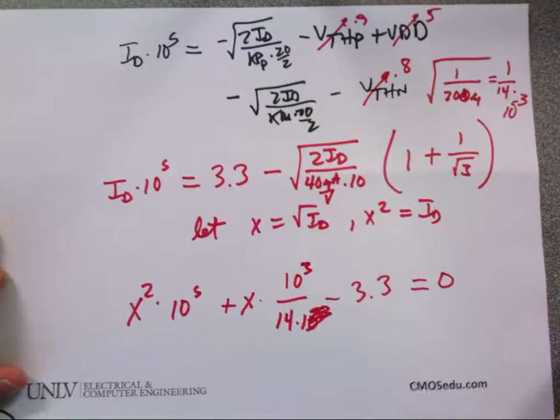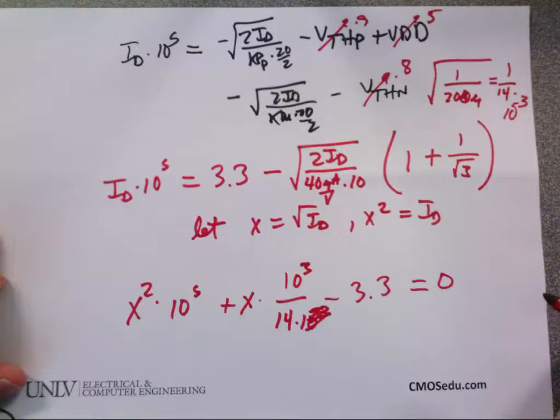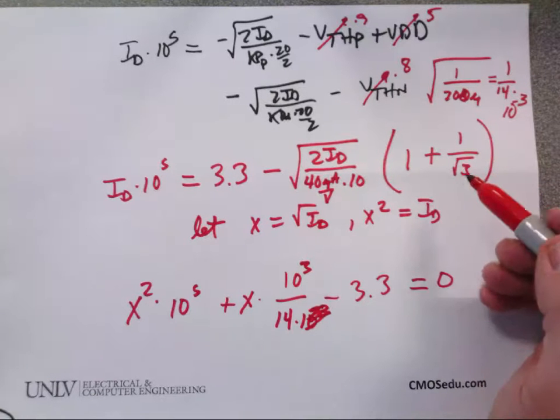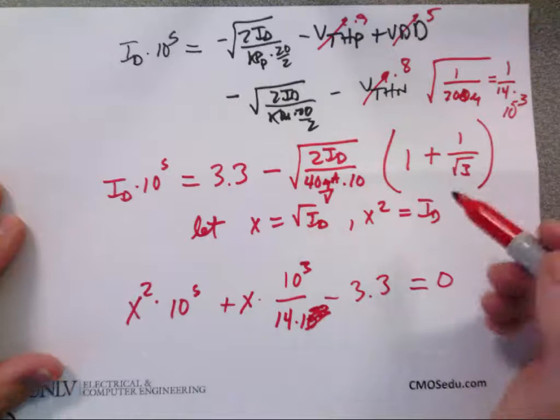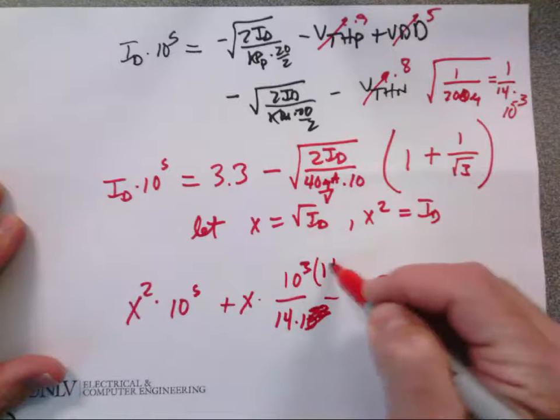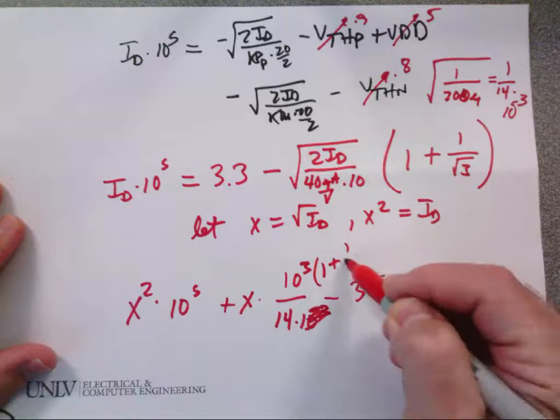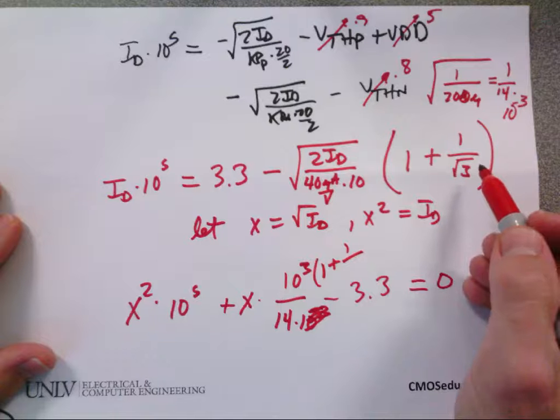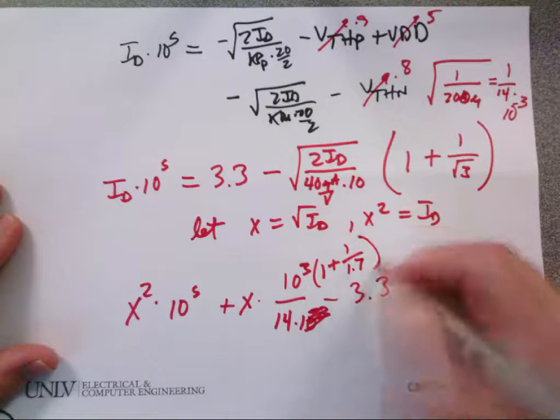Am I doing too much algebra magic here? Did you take care of the 1 over root 3 yet? 1 over root 3. Where's that? Oh, I left that out. I almost made a mistake. Thank you for saving me, man. Times 1 plus 1 over the root 3. What's 1 over root 3? What's root 3? Yeah, 1.7. Okay?